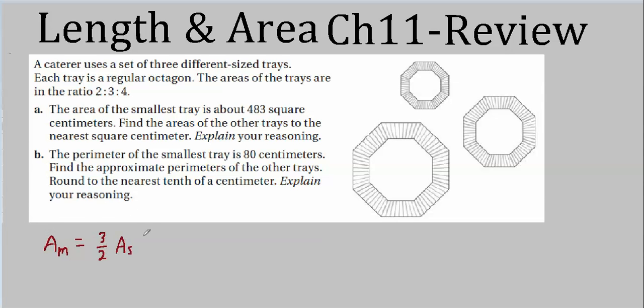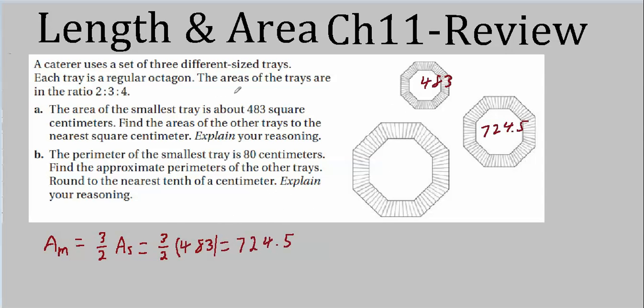Now what is A sub s? 483. So we get 3/2 of 483. This one's pretty easy. So for the medium tray, in fact, we can just write these in, right? This is 483. Medium tray, 724.5.